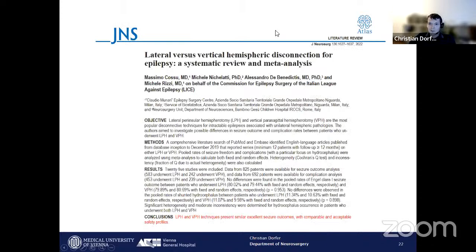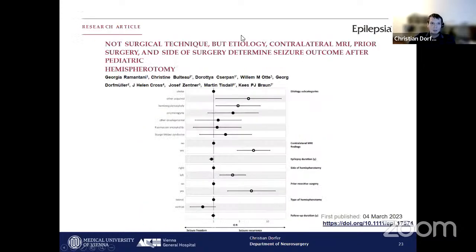So in this literature review, for example, from last year, beautiful from Massimo Cossu, over 800 patients, 25 studies, lateral and vertical techniques present similar excellent seizure outcomes. And this paper here, just published a couple of days ago, concluded that not the surgical technique, but etiology, contralateral MRI, prior surgery, and the site of surgery determine seizure outcome after pediatric hemispherectomy.